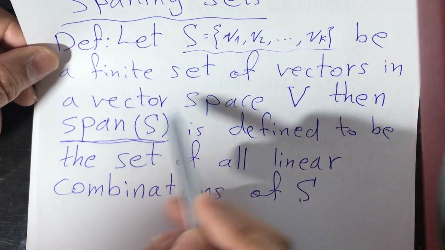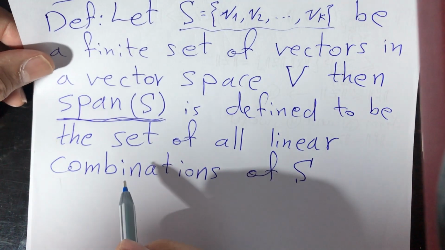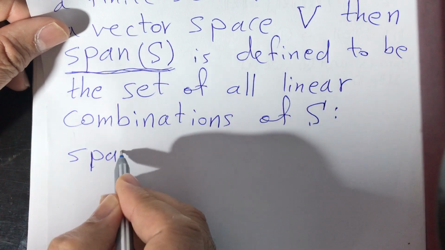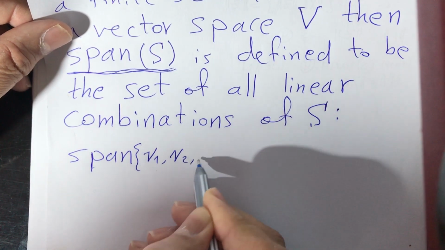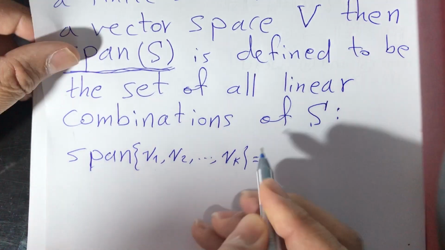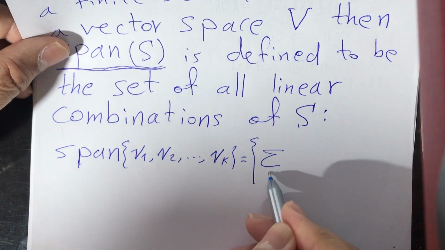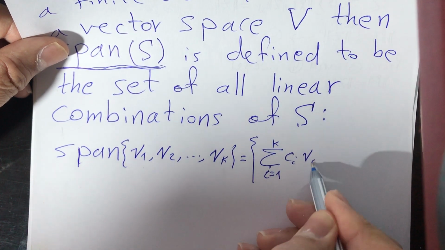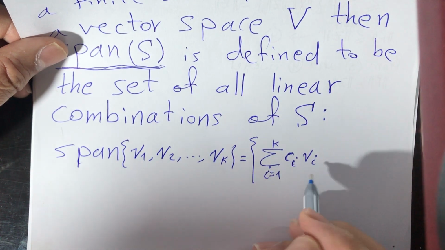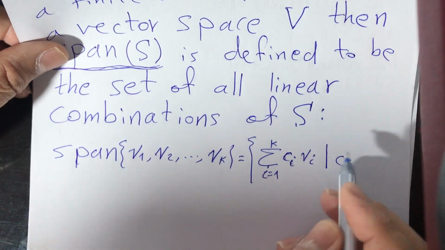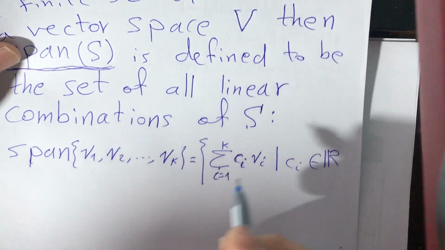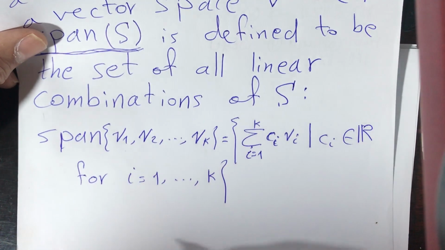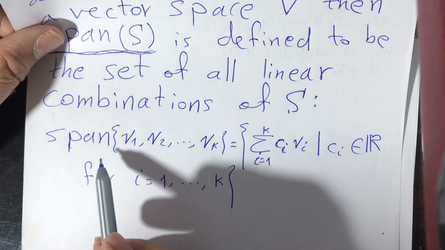This set S is a finite set, and this is the definition of span S. Span{V1, V2, ..., Vk} is equal to the summation for i equal 1 to k of Ci Vi, such that Ci belongs to R, real numbers, for i equal 1 to k. This is the definition of span set.